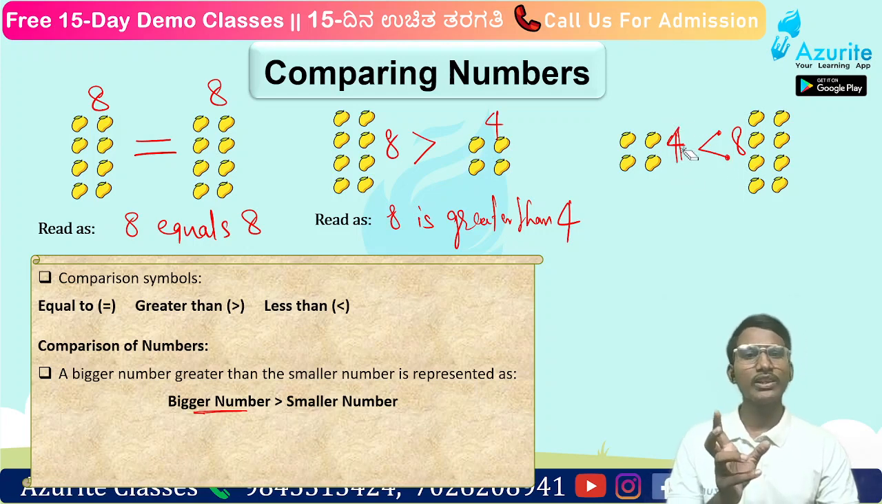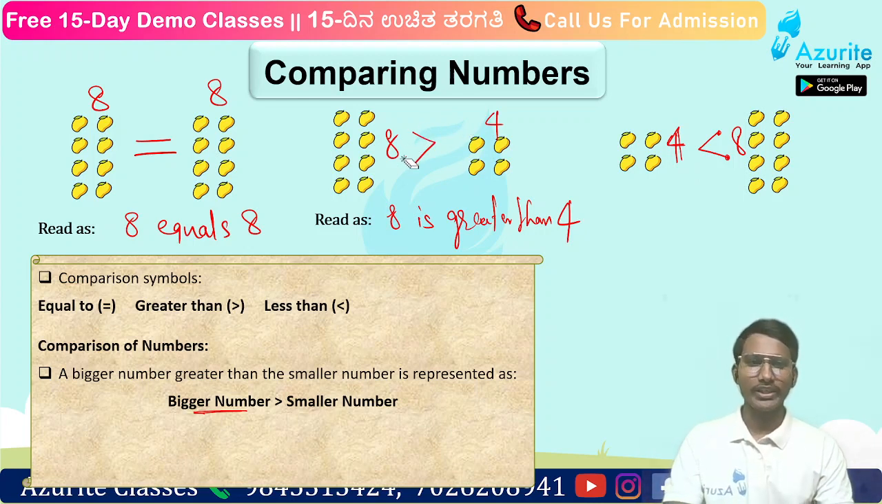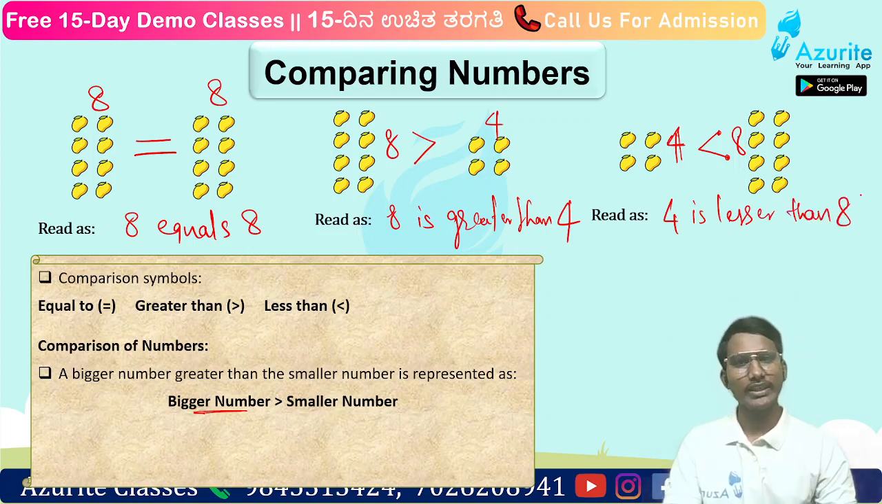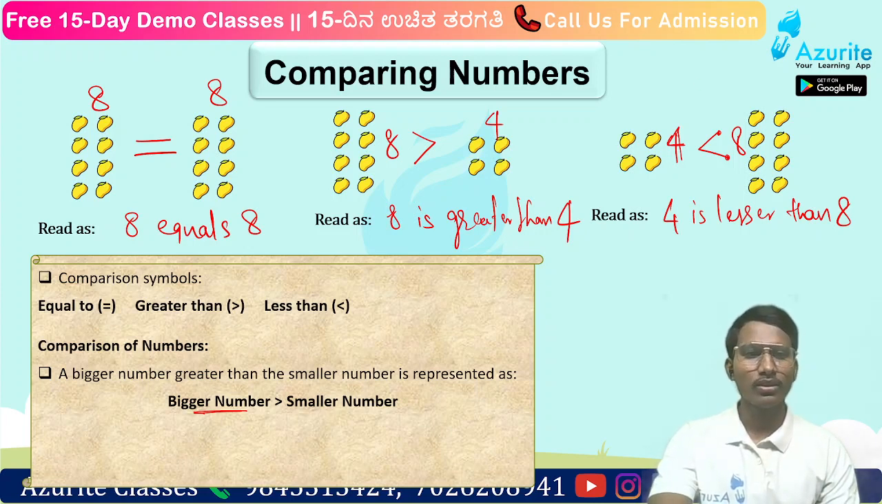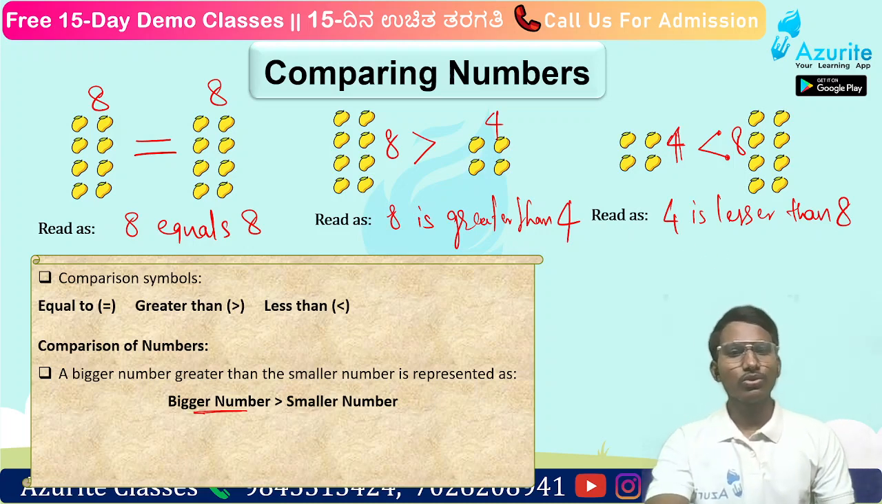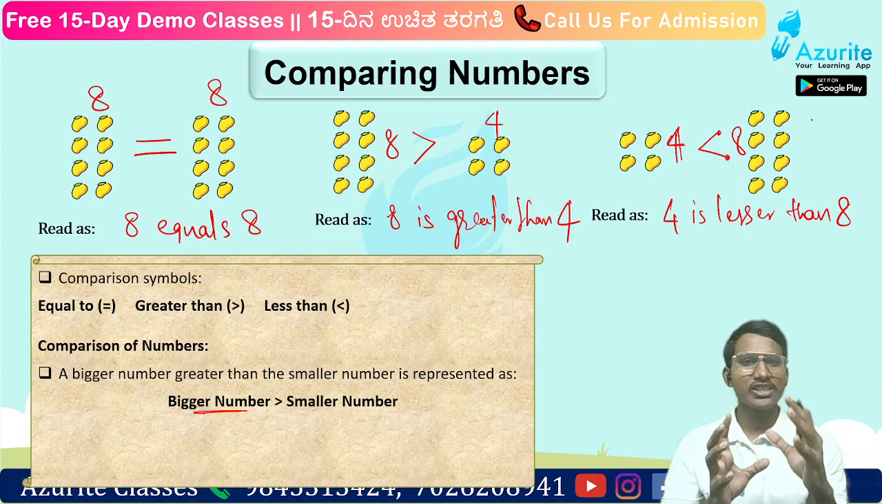So how do we read? We read from this side only, that is from the left side. So how do we read? 4 is lesser than 8. This is how we read. So everyone got it? How to write the symbol and how to read it? Yes? Okay. Yes, sir. Okay, good. So what we have to do? We have to start from which is the bigger number.